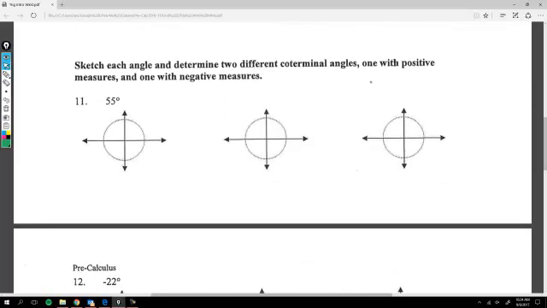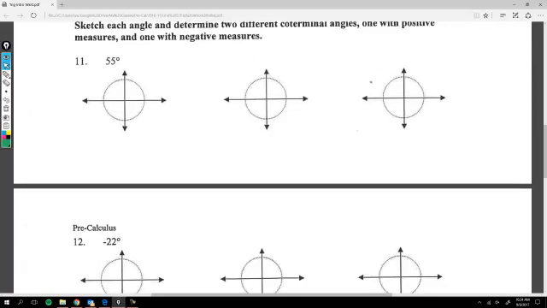Okay, all that 11 through 14 is asking you to do is sketch an angle. So I'm given 55 degrees, so that's somewhere around here. So here's my angle. And again, this is always our initial side. And give two different coterminal angles, one that's positive, one that's negative. So again, I want to end up in the same place, but the way that we get there is going to be different.